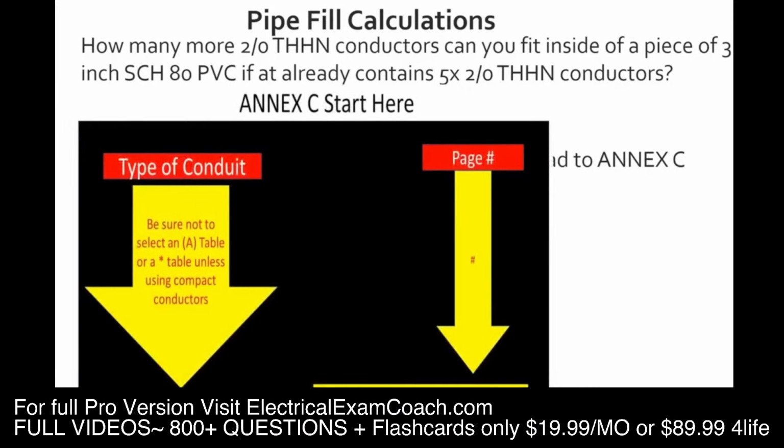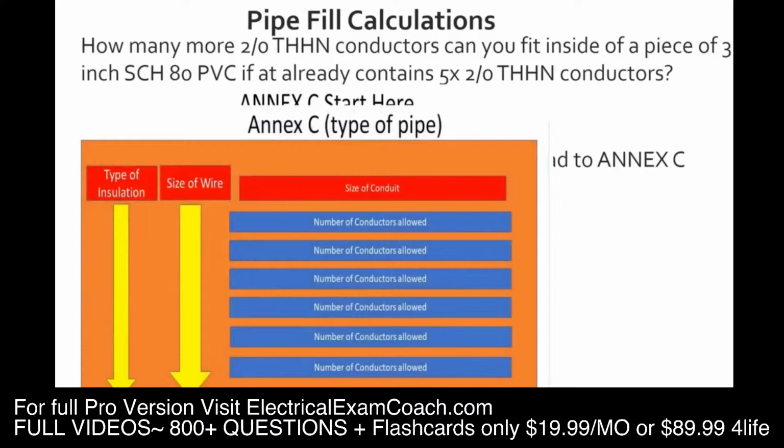When we get to Annex C, start here, we're going to start on the left-hand side until we find our conduit, being sure that we're not in the A version of the table. Then we're going to come over and cross over and find our page number. When we get to the actual table, we're going to start first and make sure that we're in the right table by reading the black bold heading.